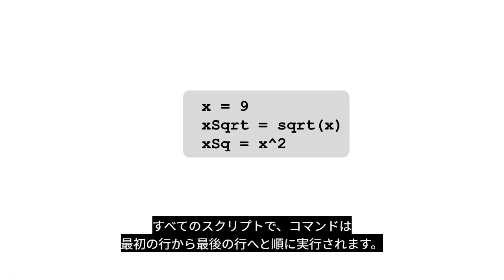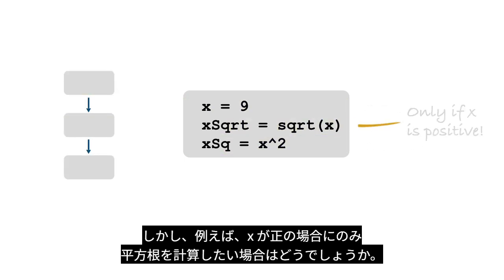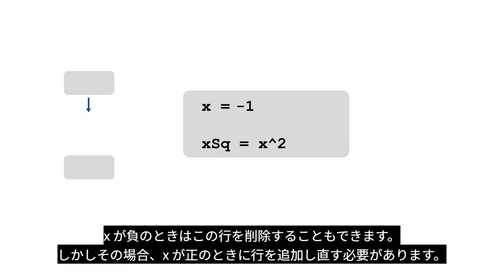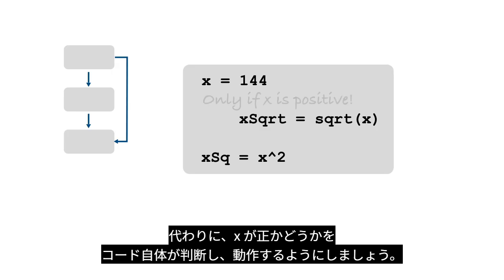All the scripts you've seen so far execute commands in order from beginning to end. But what if you only wanted to calculate the square root if x is positive? You could take out this line when x is negative, but then you'd need to add it back when x is positive. Instead, the code itself can determine if x is positive and behave accordingly.